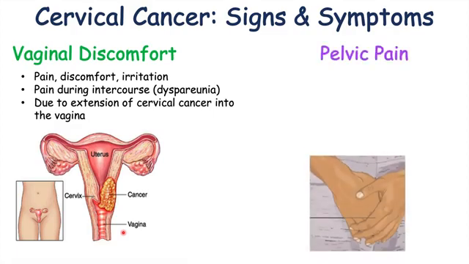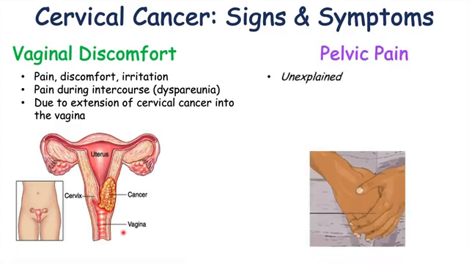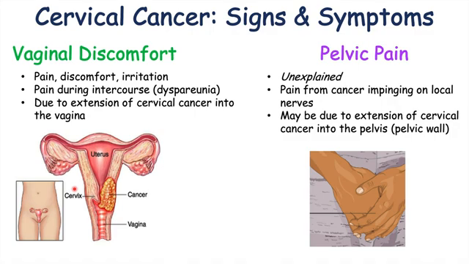Pelvic pain can also be another finding in cervical cancer. This is going to be an unexplained pelvic pain. So if there's another explanation, that doesn't mean that the pelvic pain is due to cervical cancer. So this is oftentimes going to be an unexplained pelvic pain. And this is going to be due to the cancer spreading into the surrounding areas, impinging on local nerves. So again, that cancer starts to extend out past the cervix and enter into the pelvic wall and impinge on some of the surrounding structures in the pelvis.